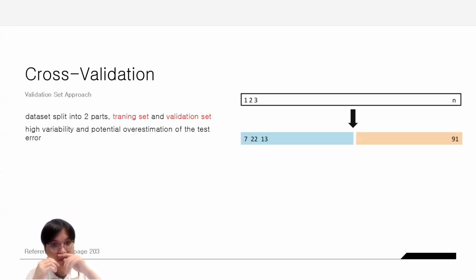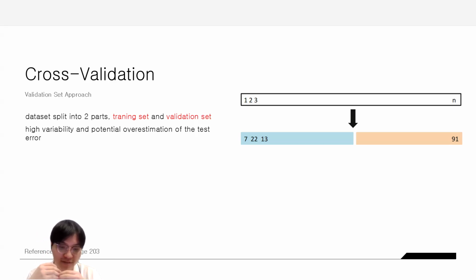The first one is cross-validation. Cross-validation is a resampling method primarily used to estimate the test error rate of a statistical learning model. As I mentioned before, cross-validation is proper for model assessment and model selection, and estimating the test error rate is essential for that purpose.